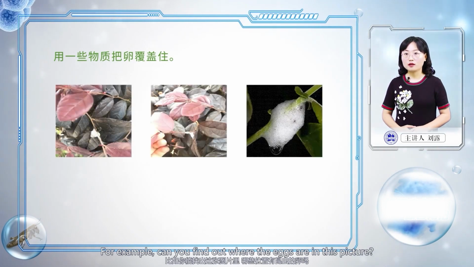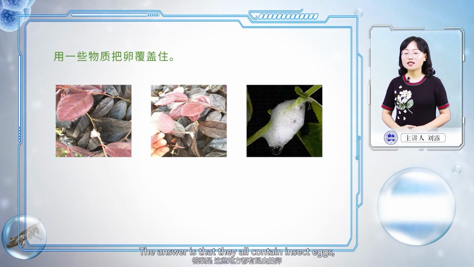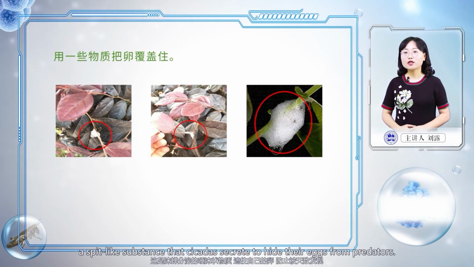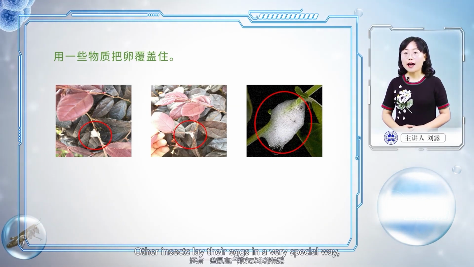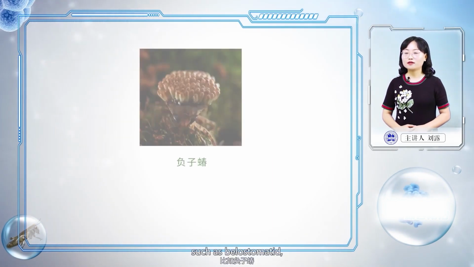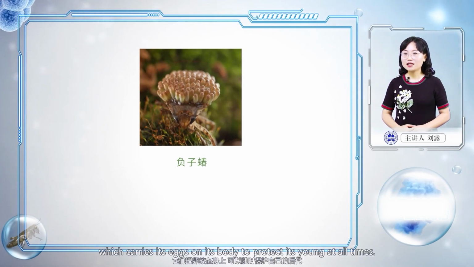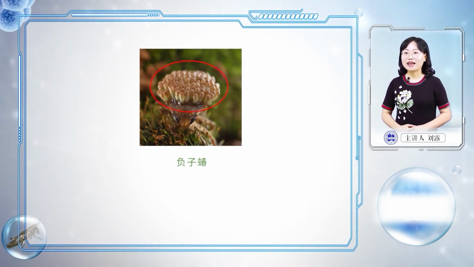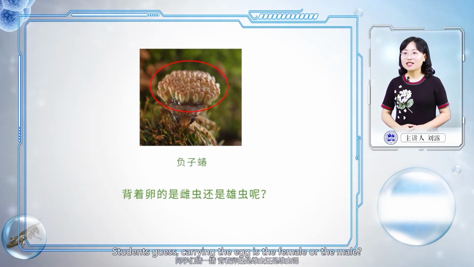For example, can you find out where the eggs are in this picture? The answer is that they all contain insect eggs, a spit-like substance that cicadas secrete to hide their eggs from predators. Other insects lay their eggs in a very special way, such as belastomatid, which carries its eggs on its body to protect its young at all times. Students guess, is the one carrying the eggs the female or the male?